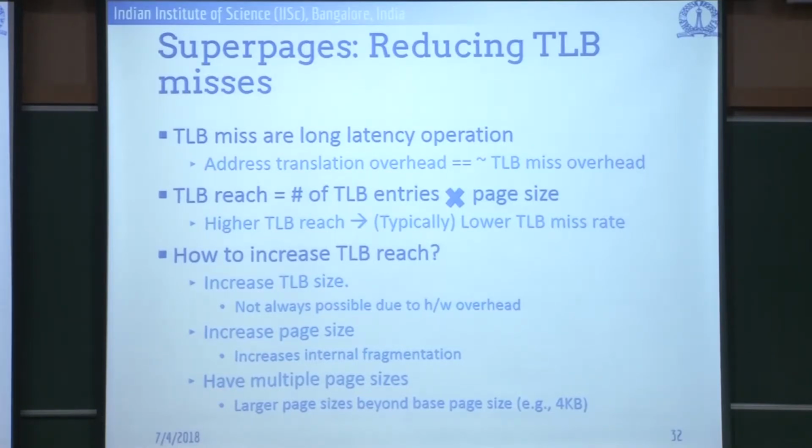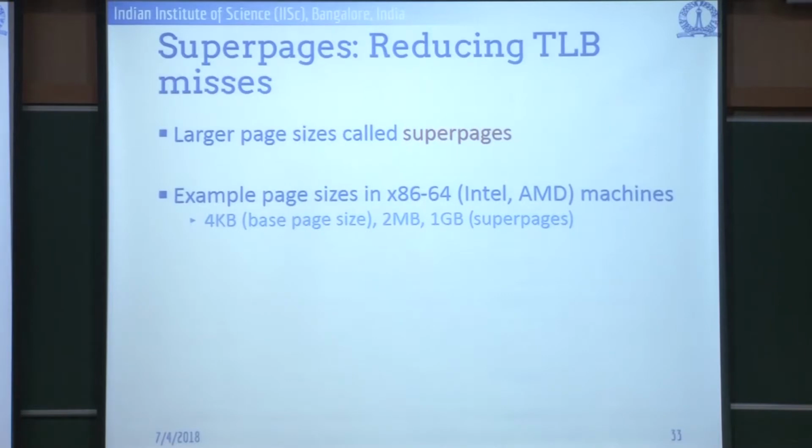There is one default or base page size, that's typically 4 kilobyte, and then you have the other, bigger pages, and those are called super pages. This is also ISA specific. In x86 machines, which means Intel and AMD machines, typically there are 3 page sizes. One is 4 kilobyte, one is 2 megabyte, one is 1 gigabyte. So you see there is a multiplication of 512 here.